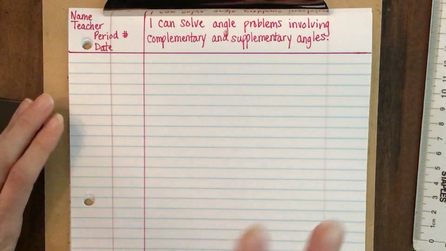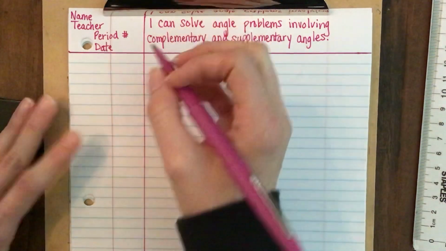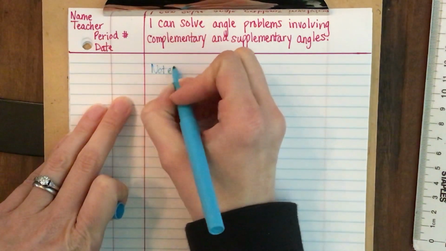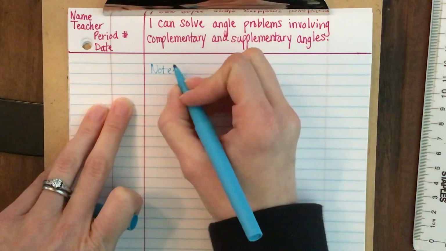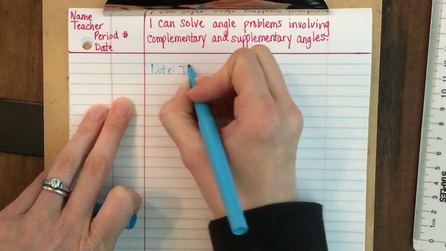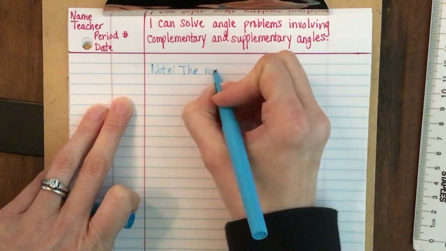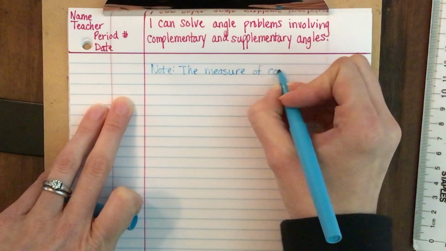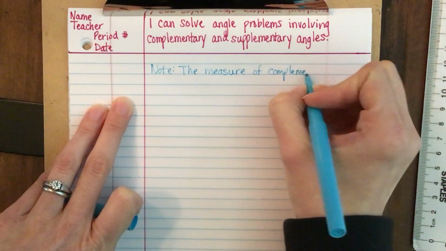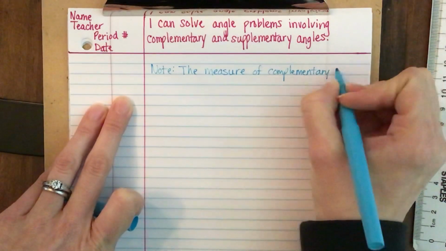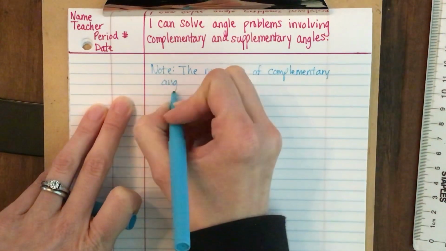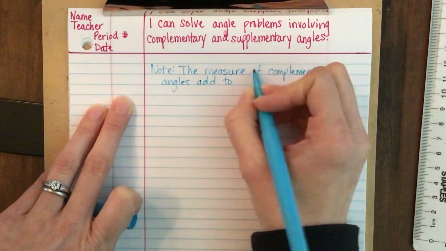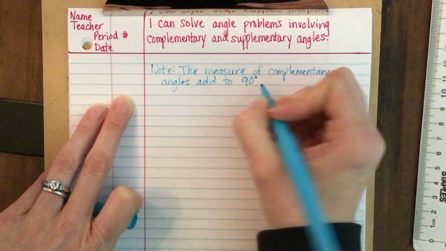First of all, we're going to start with complementary angles, and I want to make a note real quick so we don't forget. Complementary angles add to 90 degrees. So we can say the measure of complementary angles add to 90 degrees. Okay?